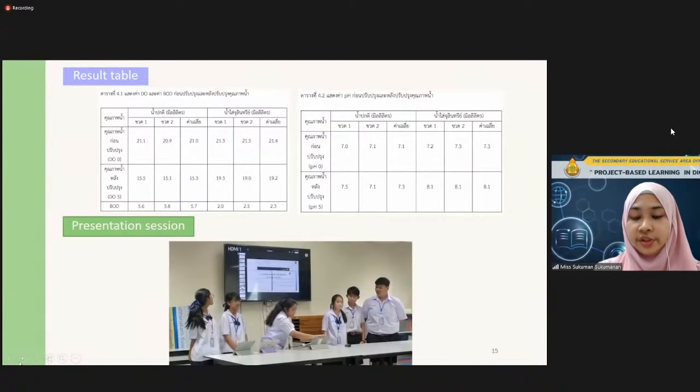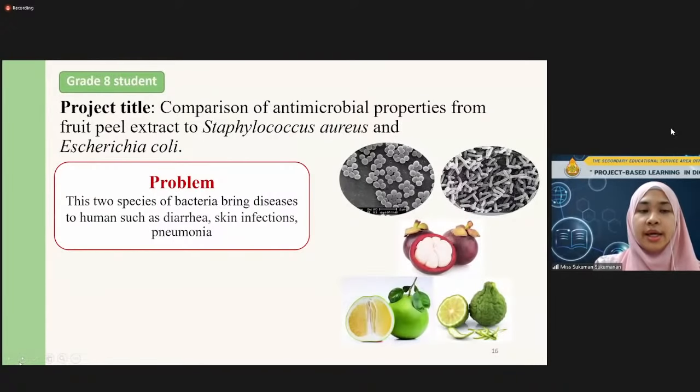They have to present their project to many teachers from various departments, not only in the science department. And another group of students I would like to present are also grade 8 students, or Matayom 2. This group is also interested in two species of bacteria, but different species from the group before.